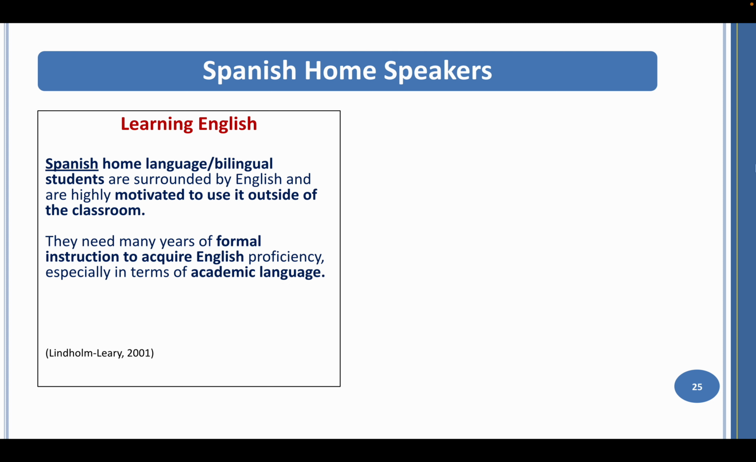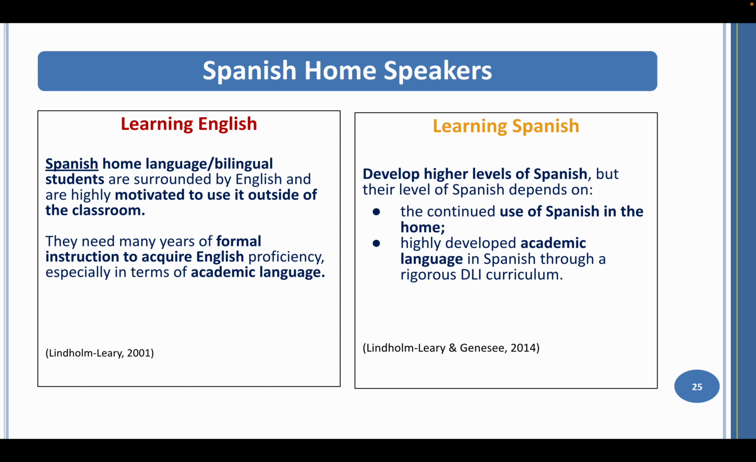How will our Spanish home speakers learn English and Spanish in an 80-20 model? Spanish home language or bilingual students are surrounded by English, and they're highly motivated to use it outside of the classroom. They need many years of formal instruction to acquire English proficiency, especially in terms of academic language. When it comes to learning Spanish, these students can develop high levels of Spanish, but their level of Spanish depends on the continued use of Spanish in the home and highly developed academic language in Spanish through a rigorous DLI curriculum.